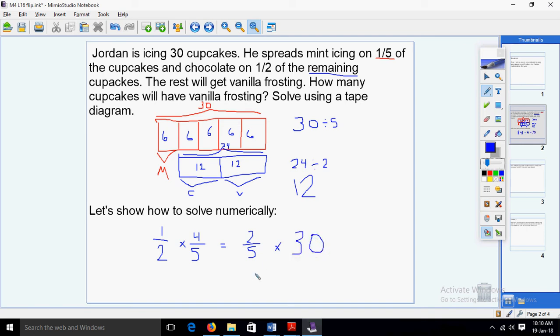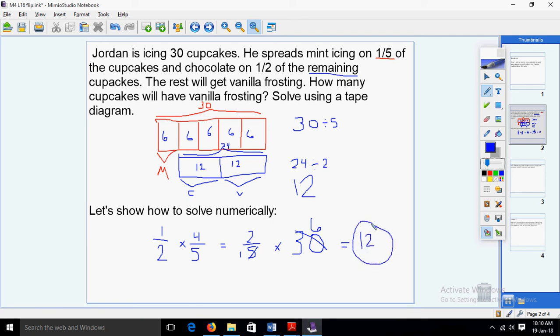All right, once you figure that out, 5 goes into 5 once, 5 goes into 30 6 times, and 2 times 6 is 12. All right, there we go. We got the same thing.